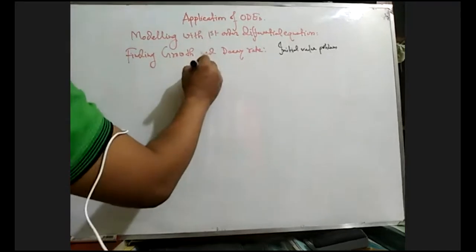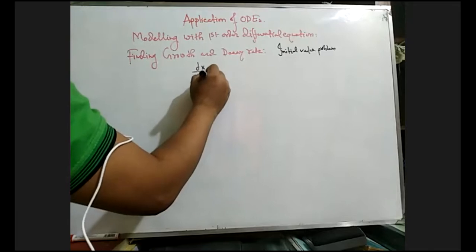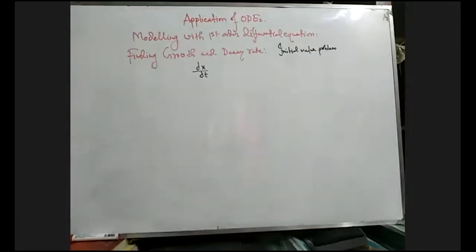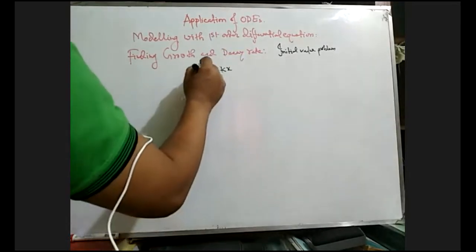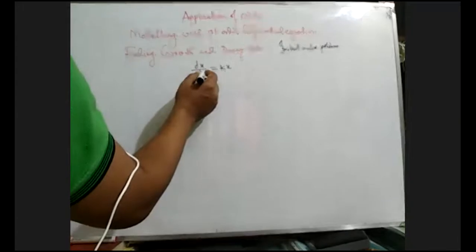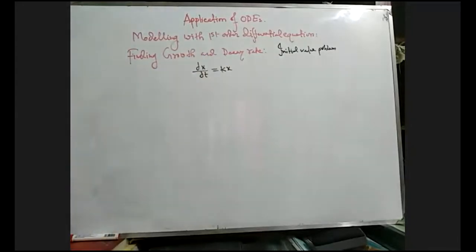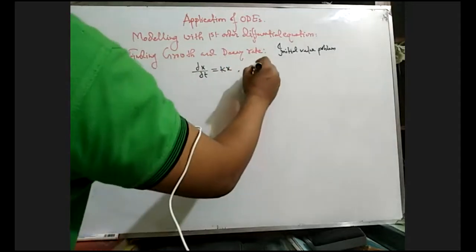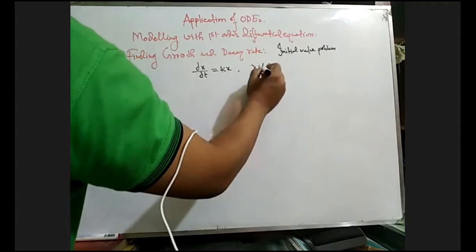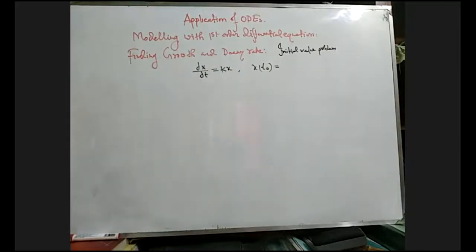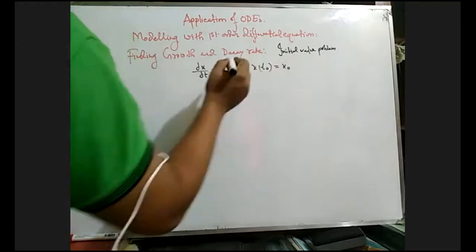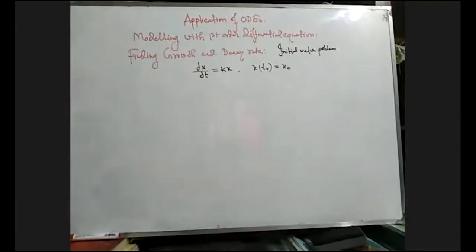Suppose dx by dt with respect to time. Time t is the independent variable and x is the dependent variable here. Suppose this is a differential equation. So x is changing with respect to time. Then this is a differential equation of first order and first degree. And we have assigned an initial value: if t equals 0, then x equals x naught. This type of differential equation is called an initial value problem.